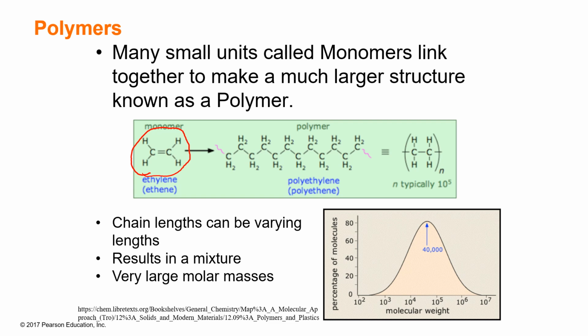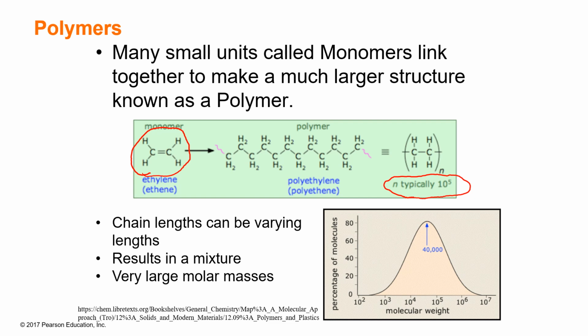And this long chain, when we talk about big molecules, you may have an idea of a few 100 grams per mole. But when we link these together, we are talking about 10,000 ethylene molecules all linked together. So typically n to the fifth, or sorry, 100,000 of these units being linked all together.